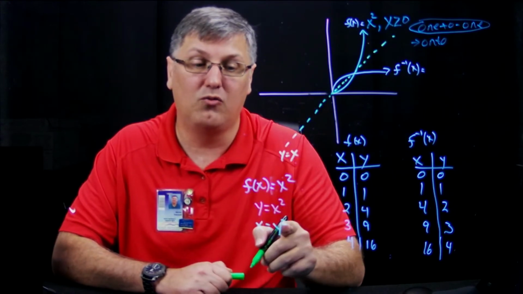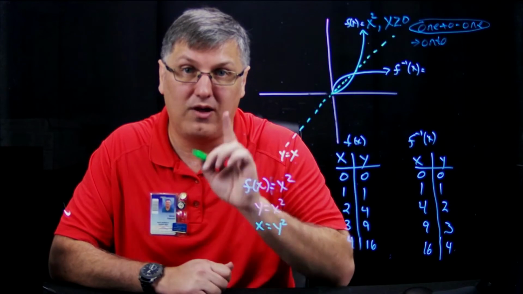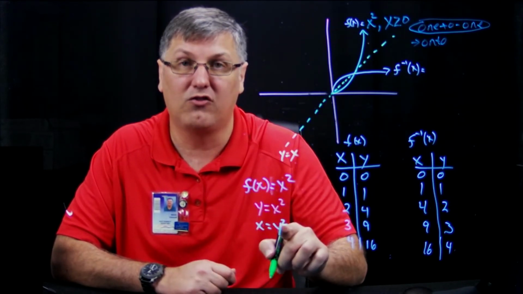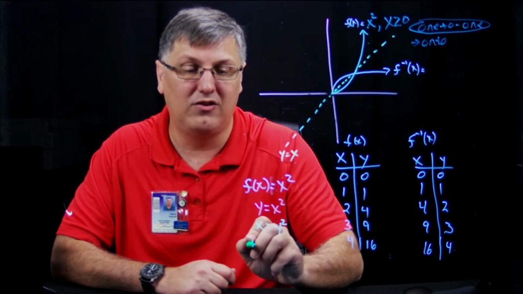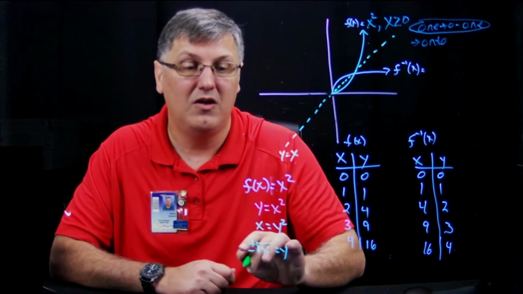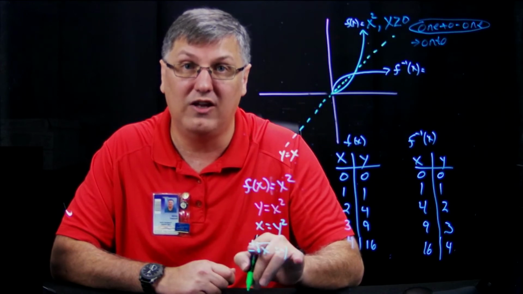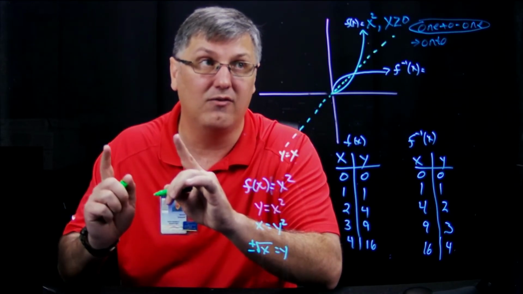I'm going to get rid of the square by taking the square root of both sides. Do not forget your plus or minus. Whenever you take a square root to move it to the other side, you must have plus or minus the square root of x equals y. So this could potentially be the inverse, but one of these is the inverse and one is not. One's going to be the positive, one's going to be the negative.